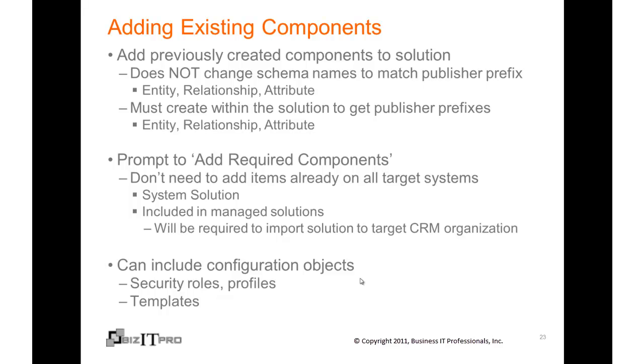There's a prompt to add required components when we add existing components. We don't need to add items that we know will already exist on a target system unless we've made specific customizations to those items and we want to include them in our solution. For example, if we've made no changes to a system solution entity, even though we may have a reference to it in our solution, we don't need to necessarily include it because all CRM 2011 environments will include all system solution entities.